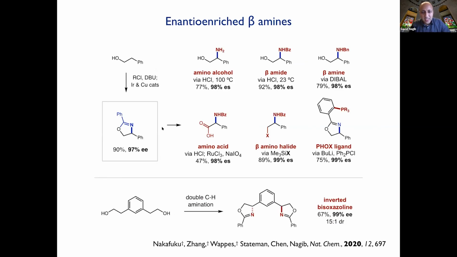And I've shown you these oxazolines can have HCl removal or reductive or oxidative removal or breaking that C-O bond with a halide. And then of course we can do a directed lithiation and generate one type of ligand, or we could take these diols and do a double functionalization and then actually access this new class of what we're calling inverted bis-oxazoline ligands. You can see the oxazoline is inverted here compared to your typical chiral ligand.